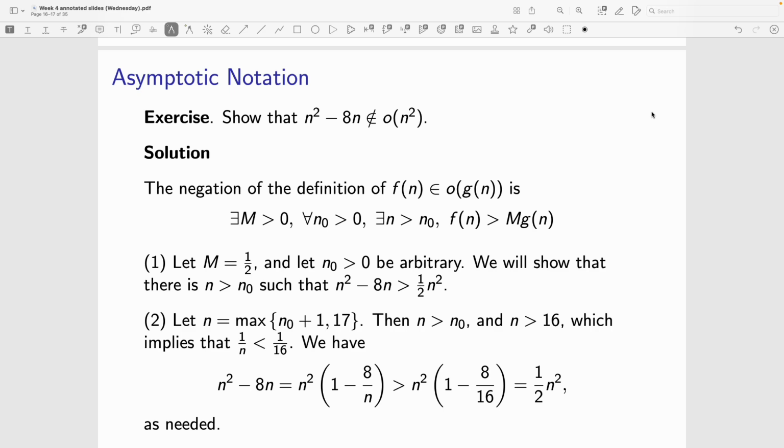Next up, we're going to do a negation of one of these new definitions. We'll show that n squared minus 8n is not in little o of n squared. That is, even though n squared minus 8n will probably, oh yeah?